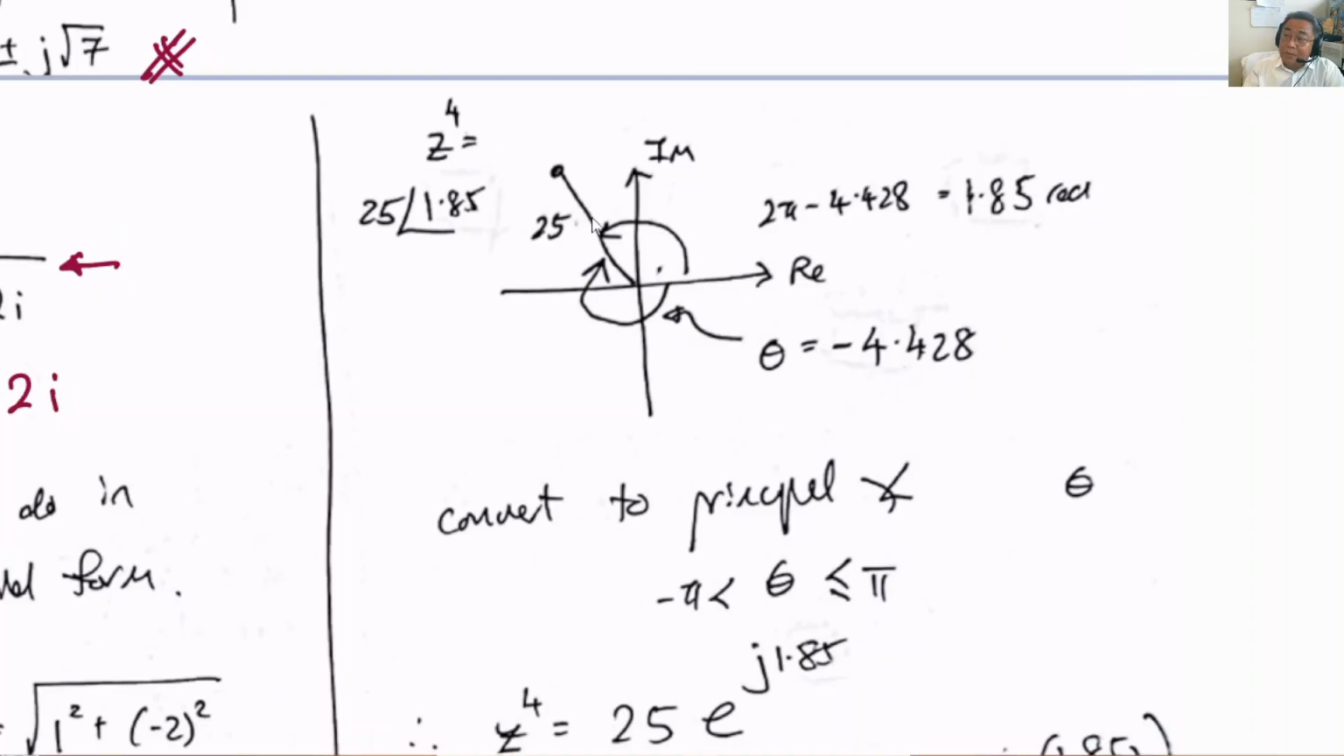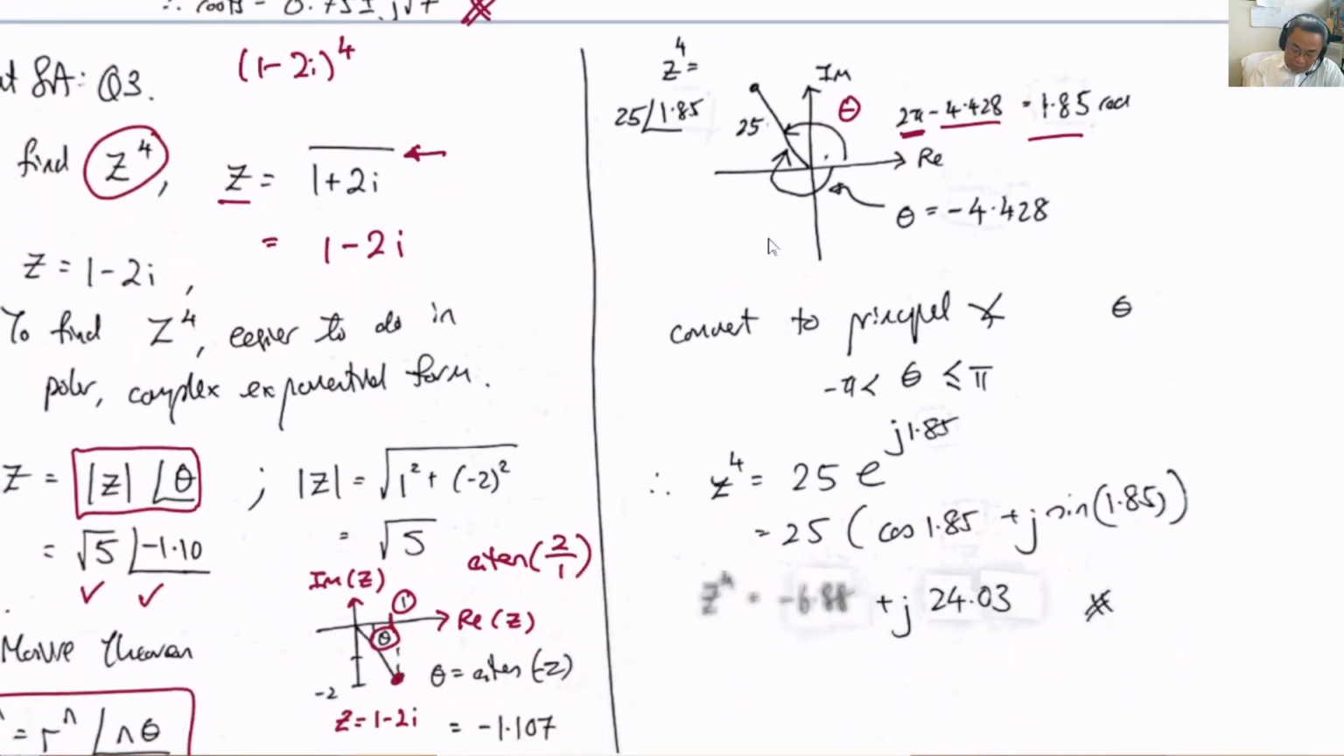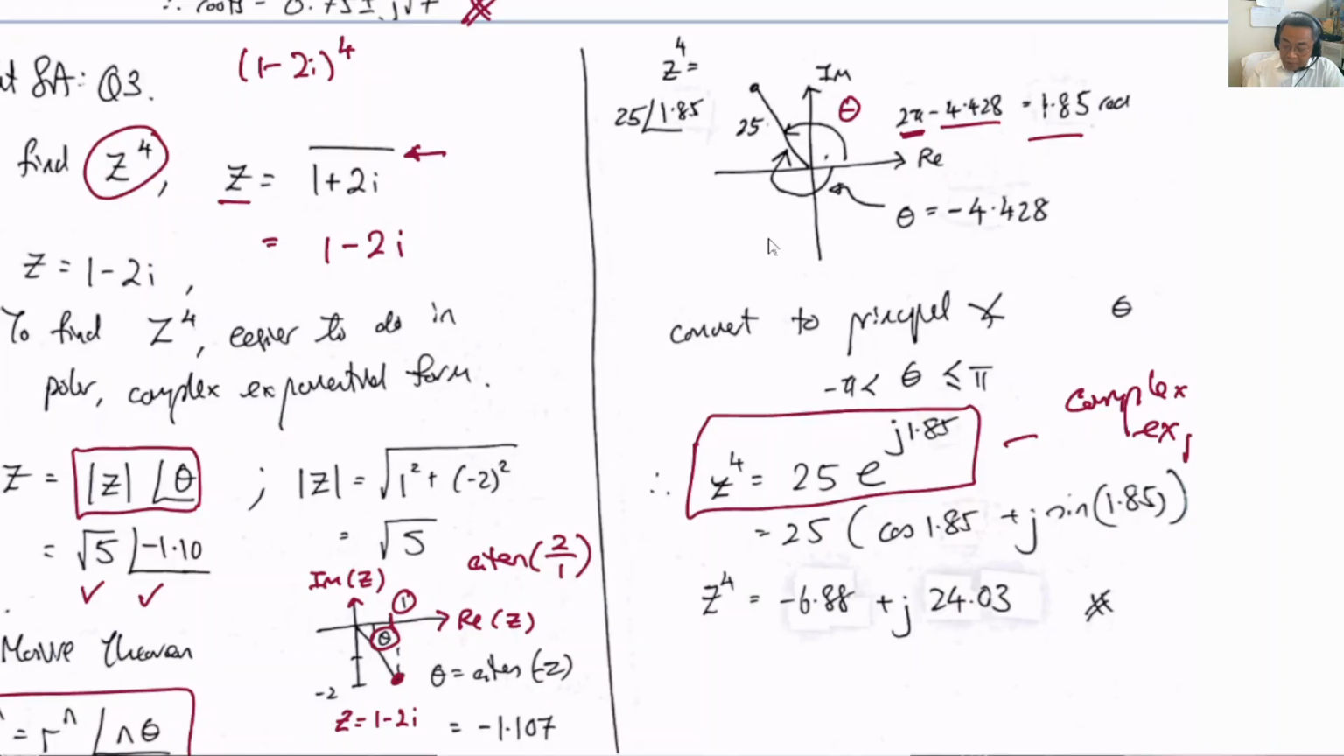So therefore now we can calculate this angle, the real theta, as 2 pi minus 4.428, and we have 1.85 radian. Okay, so therefore this is the final answer in the complex exponential form. And we have the magnitude and the angle.